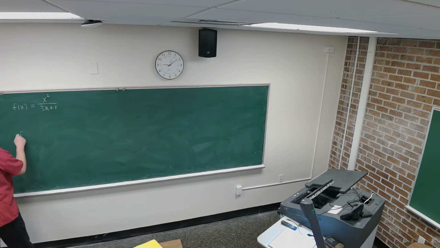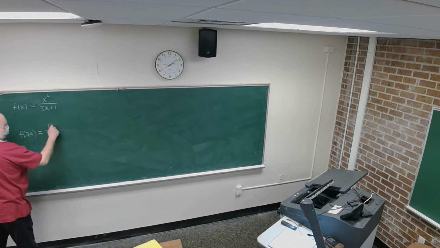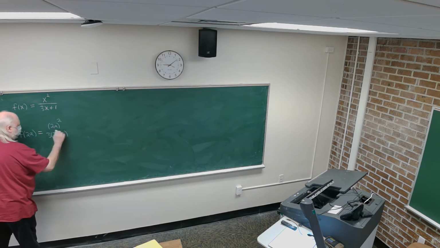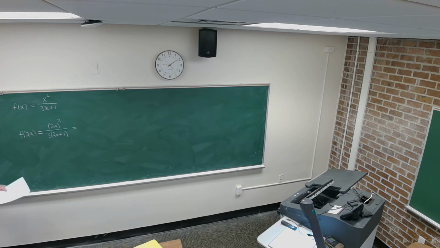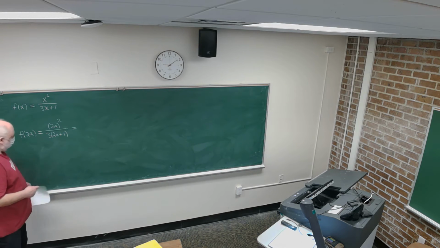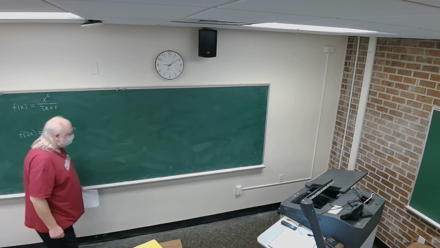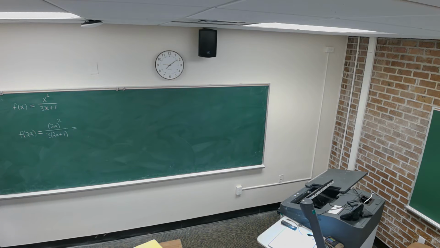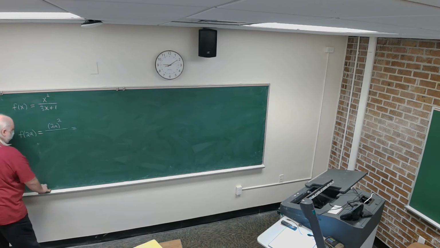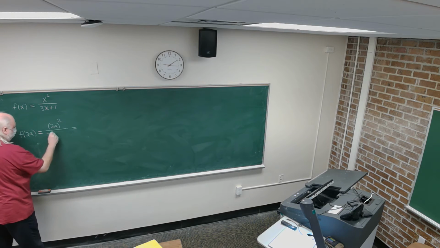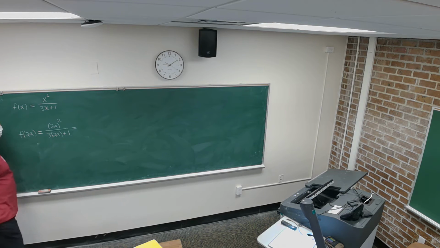So f of 2a, right, you just put 2a in for x on the right-hand side. We have 2a squared over 3 times 2a plus 1. And now 2a squared. Does the plus 1 need to be on the outside? Thank you very much. I had a mental error. You're right, it's 3 times (2a plus 1). Thank you. So put 2a in for x and get 2a squared. Right, and then put 2a in for x here, and that's 3 times (2a plus 1).